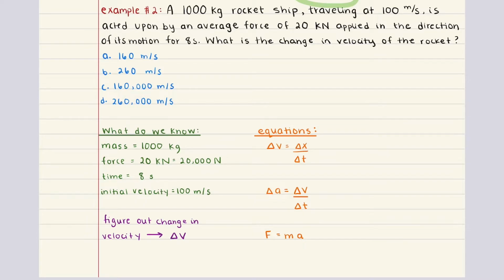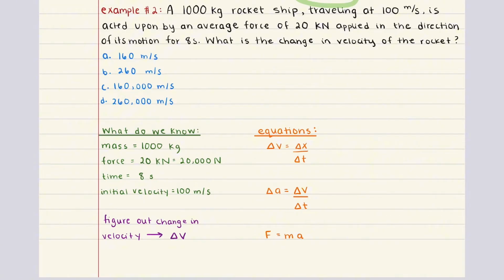The first thing we want to do is write down what information we're given in this problem. Then we want to write down what we're trying to figure out. And then we're going to write down all the relevant equations we could possibly use to calculate our desired quantity.